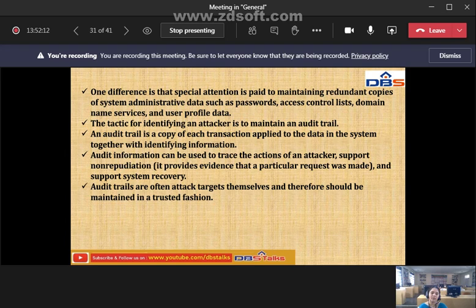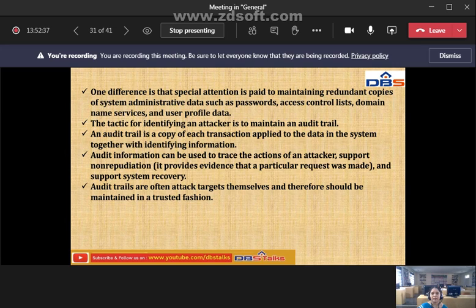Domain name services, that is, from which environment they are taking services, and the authenticated or legitimate user profile data. This much information we need to maintain as redundant copies, to be on the safe side. That is another way to recover from attacks.